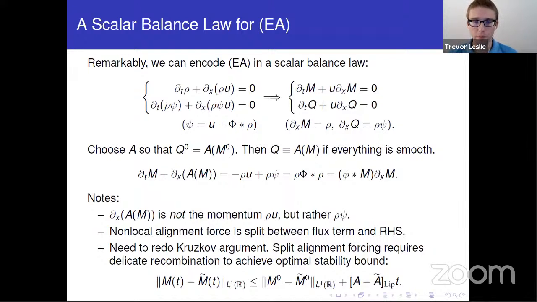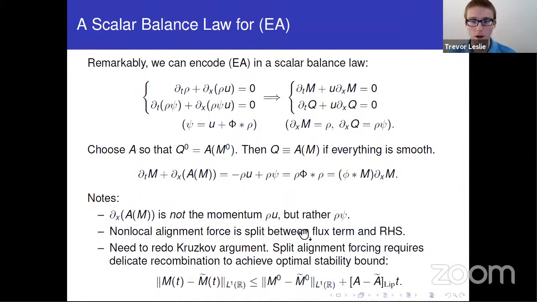A couple of notes here. First of all, our flux is not the momentum, which already sets our framework apart from Brenier and Grenier's, as well as from the works on Euler-Poisson that have used this setup. Here, by the way, is another instance where q replaces the role typically played by u in our setup.